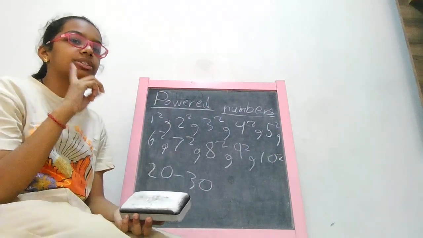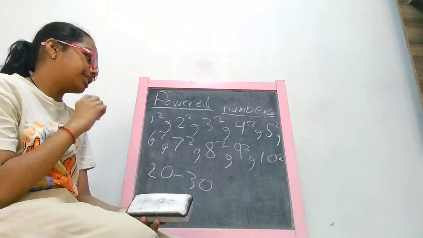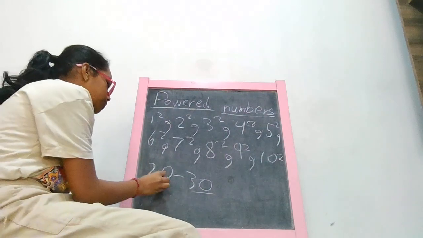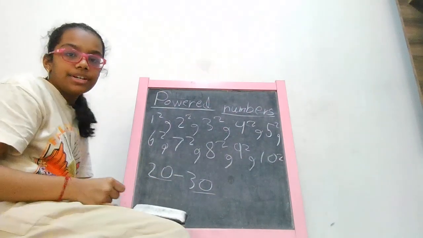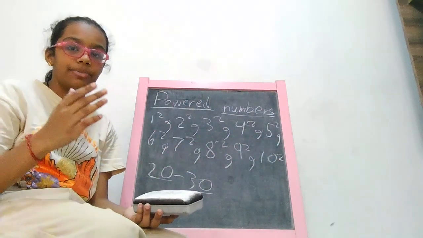5 squared will give me the answer 25, right? And 6 squared will give me the answer 36. But 36 is greater than 30 and 4 squared is lesser than 20. So that means that our answer is 5 squared, 25.